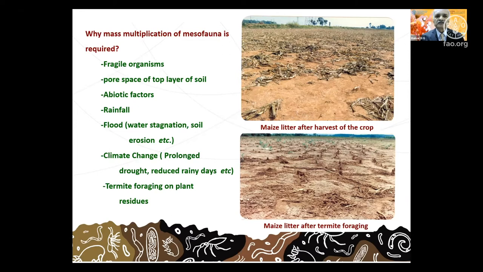They are also involved in a lot of humus formation activity. They are present in the pore space of the top layer of the soil. But these are very susceptible to abiotic factors like rainfall, water stagnation, soil erosion, prolonged drought, or reduced rainy days, or even termite foraging on dry plant residue, which also affect the food of mesofauna in dryland agriculture.